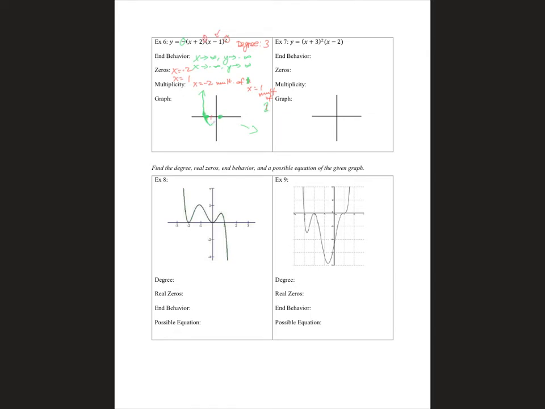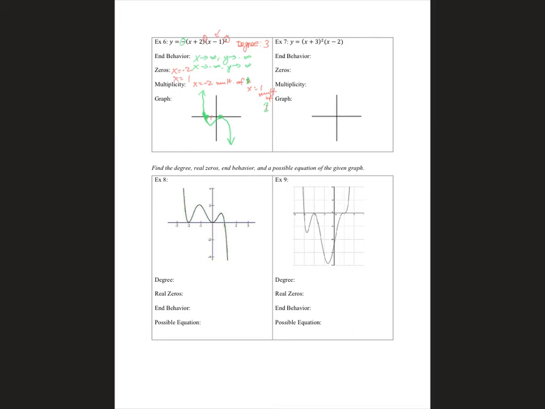Next, the zero of 1 has a quadratic. It has a degree of 2 or a multiplicity of 2, which produces a quadratic. So at this particular zero, I need to have a parabola. Let me get rid of this.